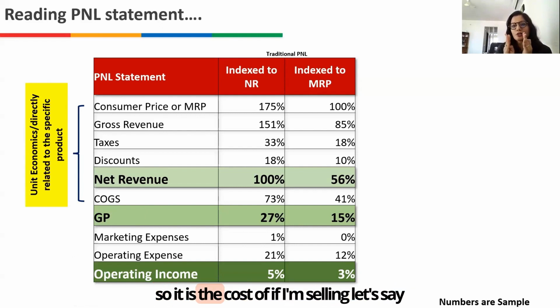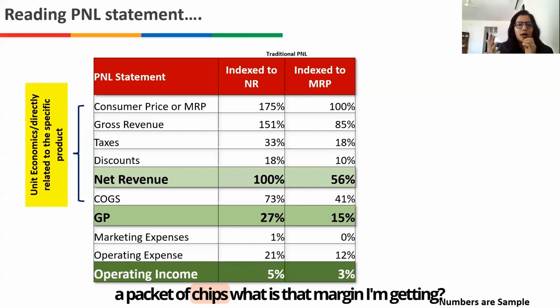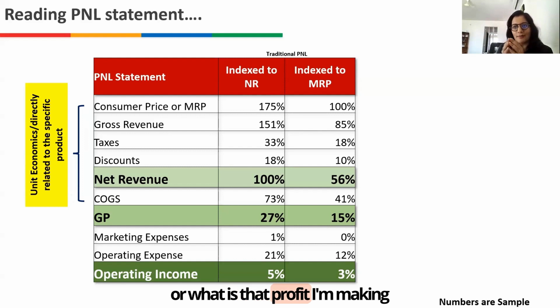So if I'm selling, let's say, a packet of chips, up until the gross profit, what is the margin I'm getting, or what is the profit I'm making on that one bag of chips? It is related to that, which is why we call it unit economics.